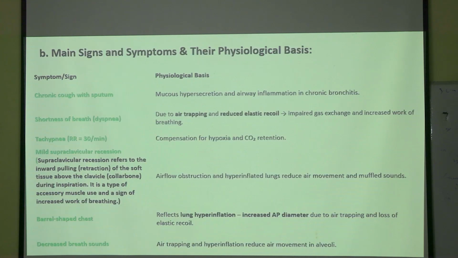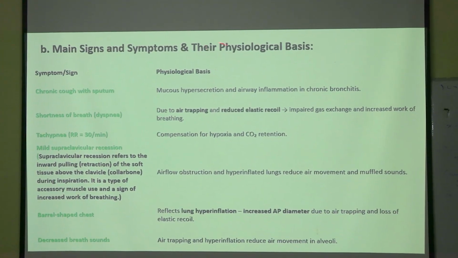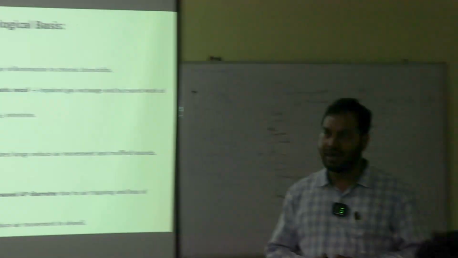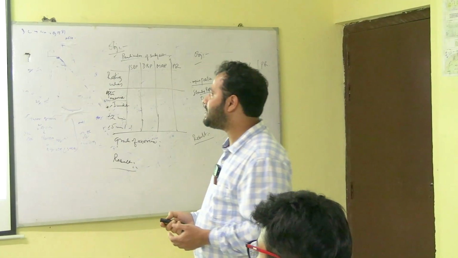Now we have to explain the physiological basis of all those symptoms that are mentioned in the case, that are present in the patient. Clear? For example, you can say a chronic cough with sputum. So what is the physiological basis of this chronic cough and the sputum formation?